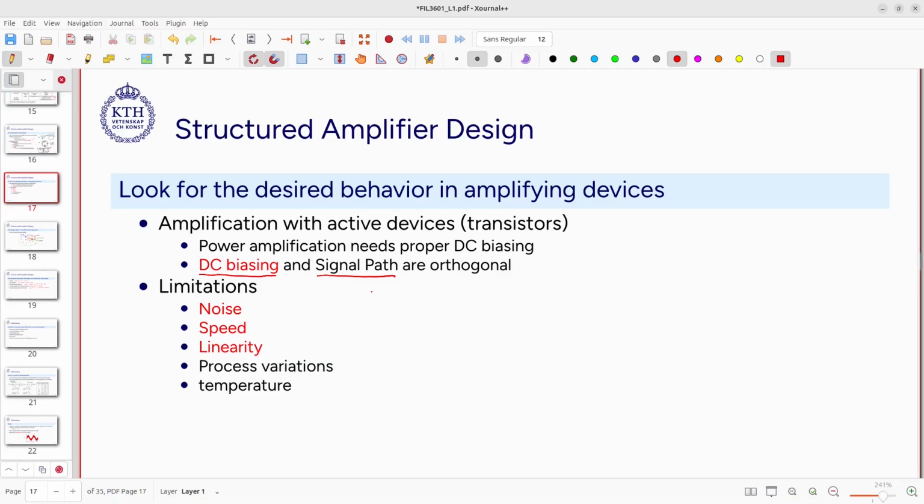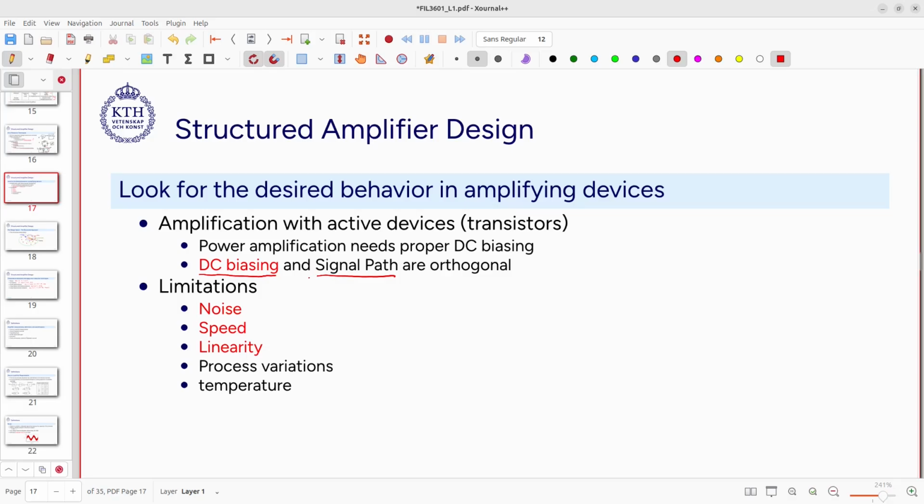And for all these transistors that are used for the biasing, the design of all the circuits around them is totally different from the one for the signal path. So we deal with these two problems as if they were orthogonal, so separate problems in different steps during the design.